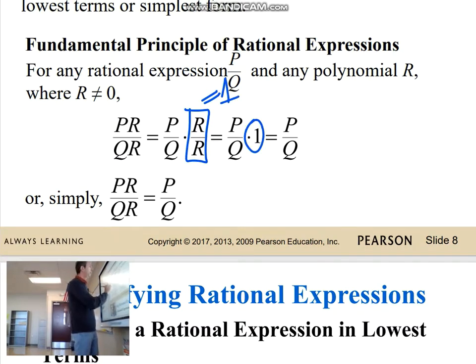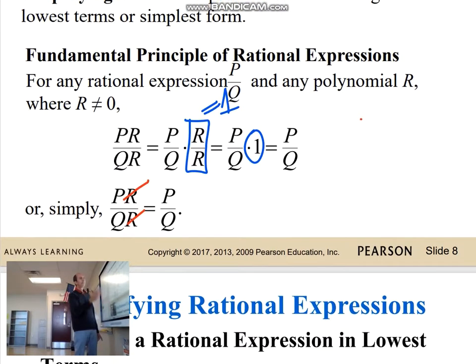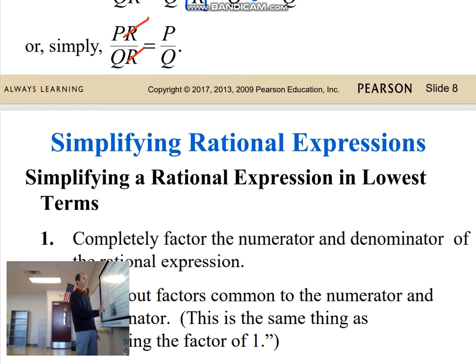That means we can simply eliminate or cancel R with R, and you can say PR over QR equals P over Q. That's the principle of simplification, how to work out simplification with rational expressions.